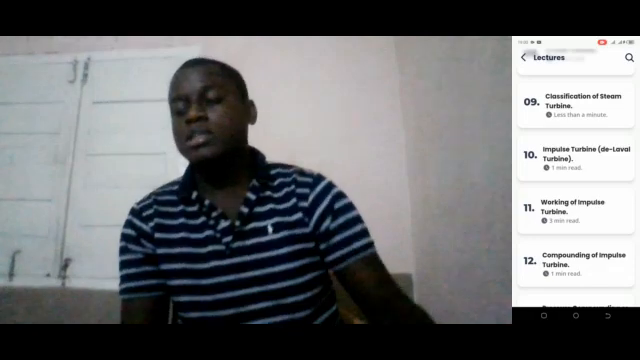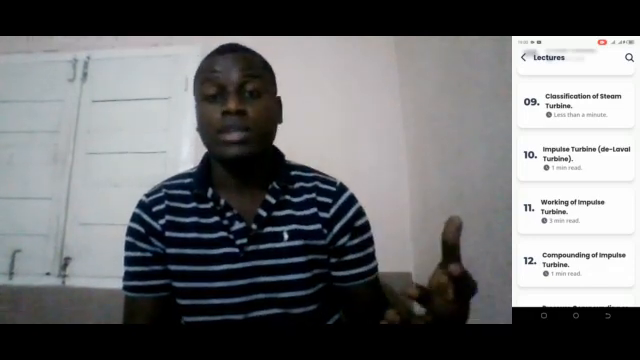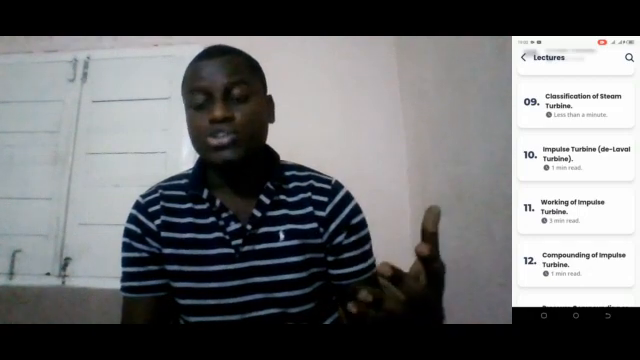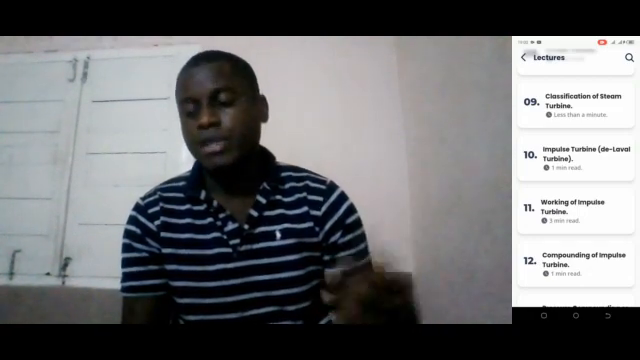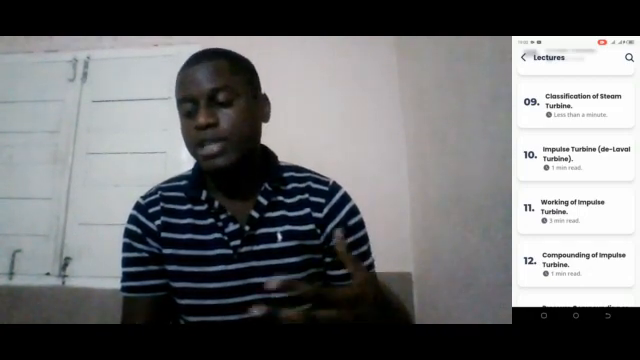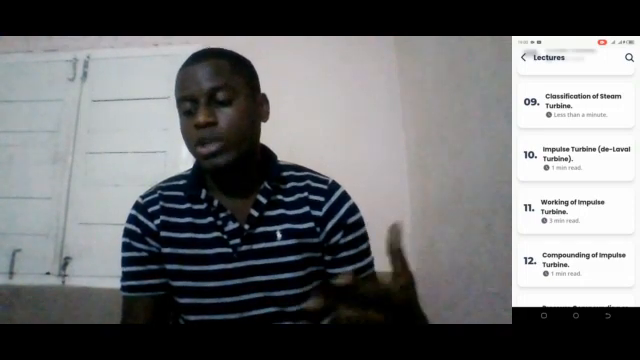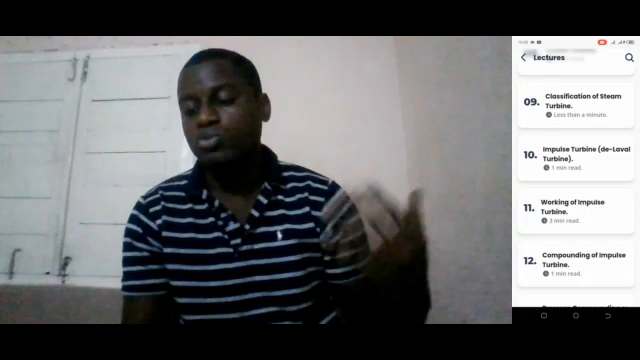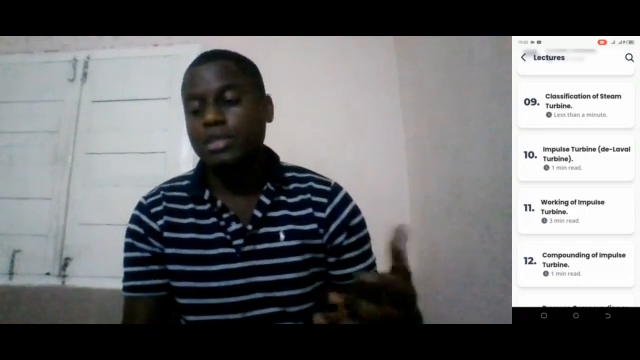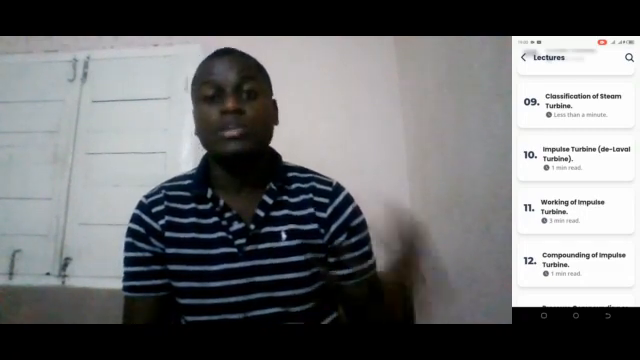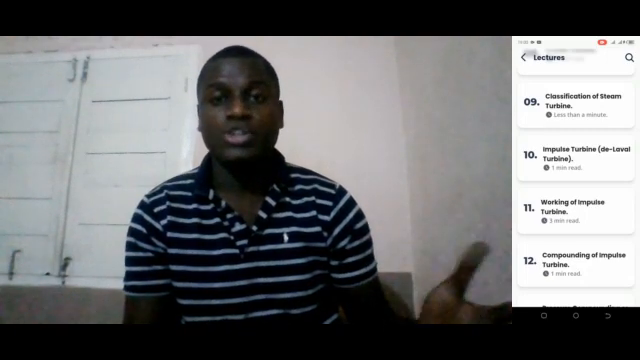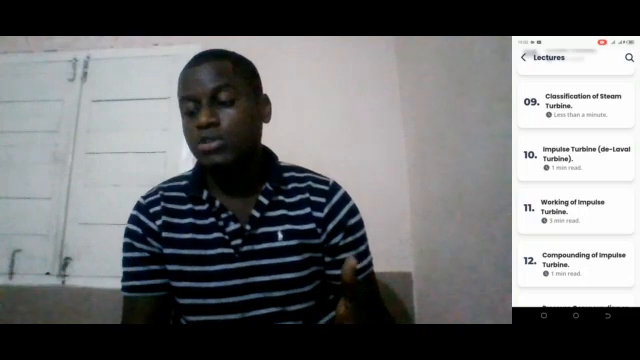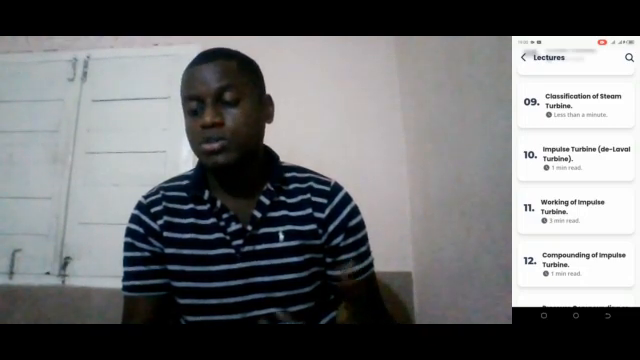Broadly, steam turbines can be classified into two categories as follows: the impulse turbine and the impulse reaction turbine. Pure reaction turbine cannot be used for practical purposes, therefore impulse reaction turbine is referred to as reaction turbine. We can say the impulse reaction turbine or just the reaction turbine, it depends. And they say the pure reaction turbine cannot be used for practical purposes.